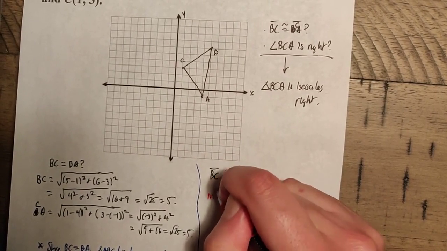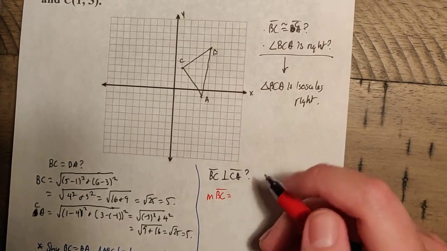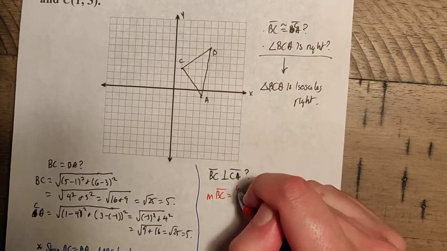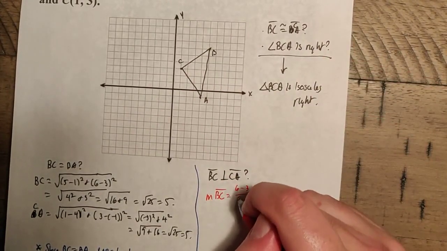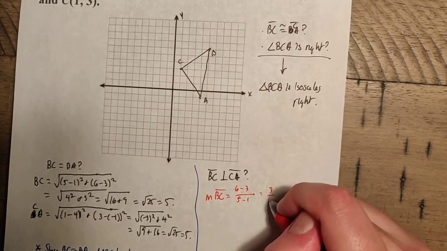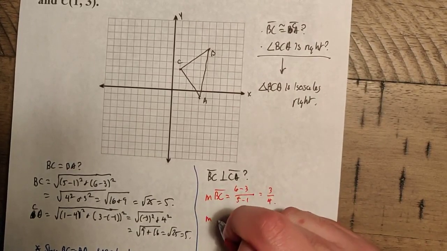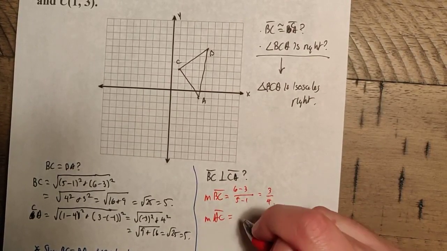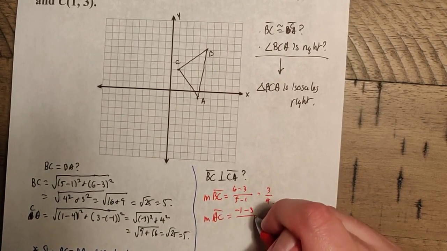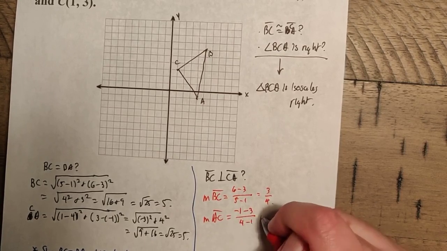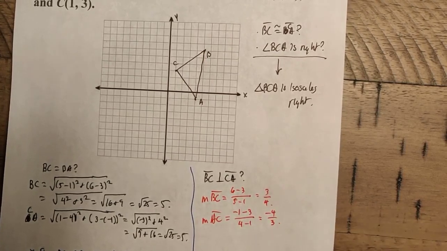So the slope of BC, again, we use the slope formula. It's going to be y2 minus y1, 6 minus 3, over 5 minus 1. So that's going to be 3/4. And here's the slope of AC. We're going to go ahead and calculate that. It's going to be y2 minus y1, -1 minus 3, over 4 minus 1, and that's -4/3.